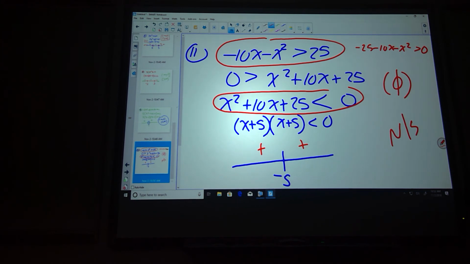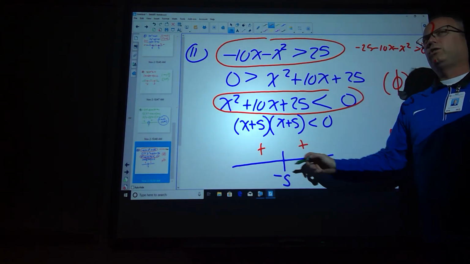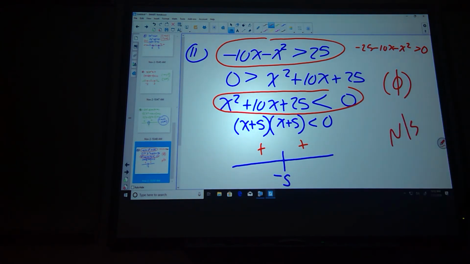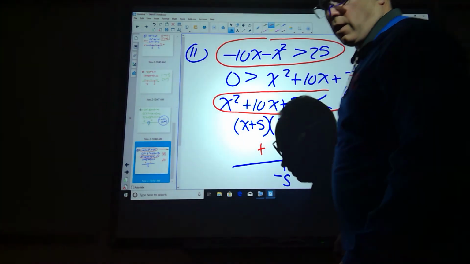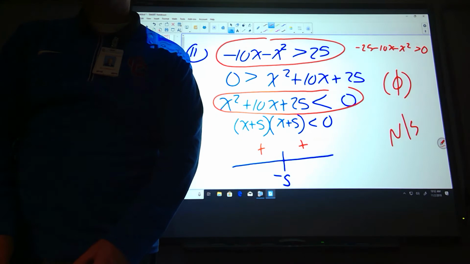All right, so it doesn't matter which one you look at. If I look at this one, I realize I have two positives. If I looked at this one, I'd have two negatives. Either way, I can't solve it because of the inequality. Anything else from S? Or T, excuse me.